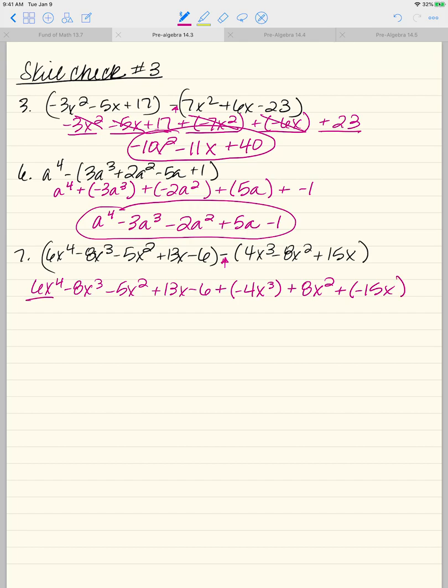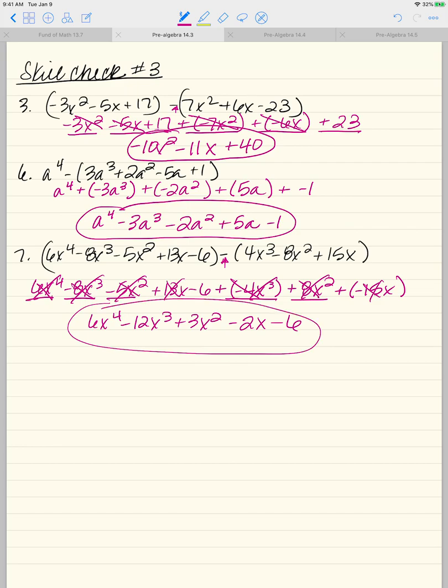6x to the fourth, that's the only one to the fourth, so that stays. Negative 8x cubed minus 4x cubed, that becomes 12x cubed. Negative 5x squared plus 8x squared, negative 5 plus 8, 3x squared. 13x minus 15x gives me a minus 2x. Minus 6, written in descending order of our powers. Nothing else I can do. That's as simple as I can make that one.